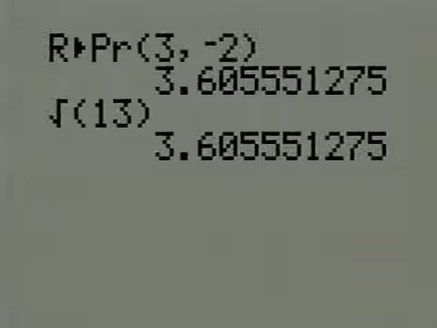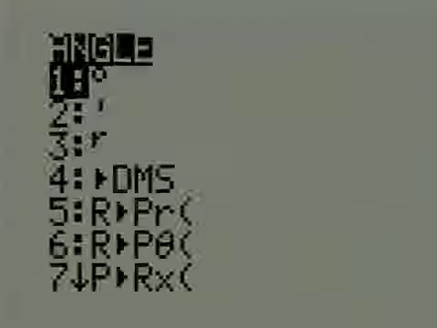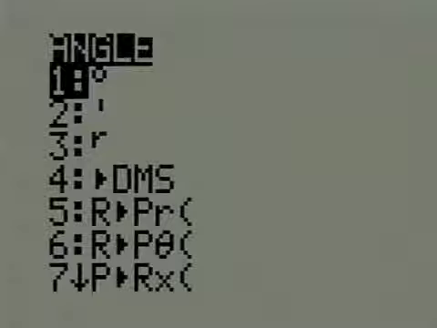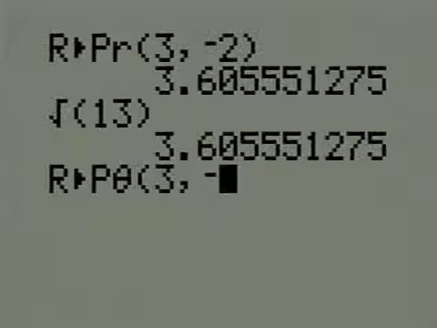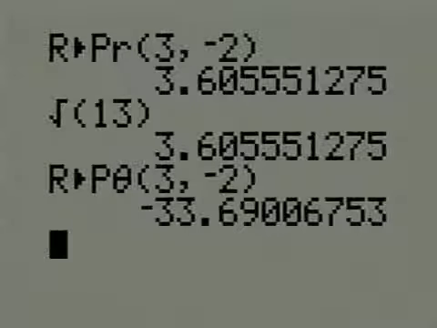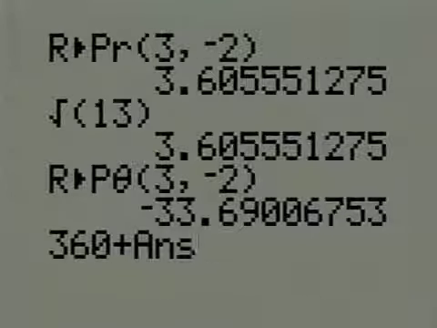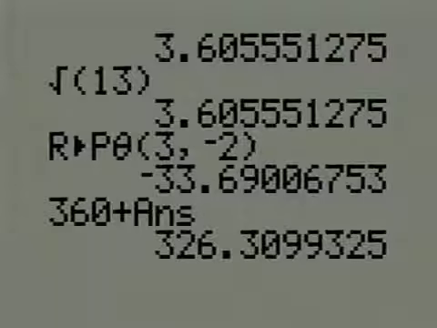Now going back to angle, second angle, in this menu, let's choose option 6. And again, we want to put in the components of the vector. And we see we get that -33.69. Now that was the reference angle, and we want to subtract 33.7 approximately from 360. What we can do here is we can do 360 plus our answer, because it is a negative number, and that confirms the 326.3.